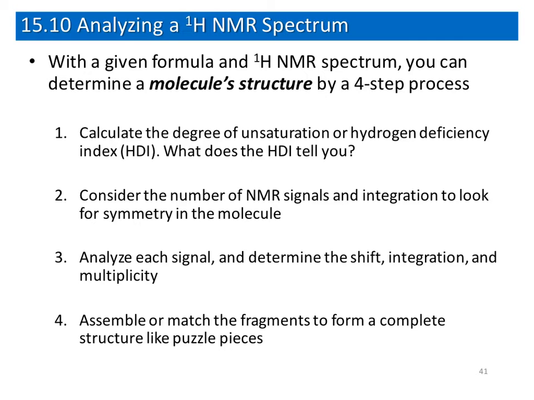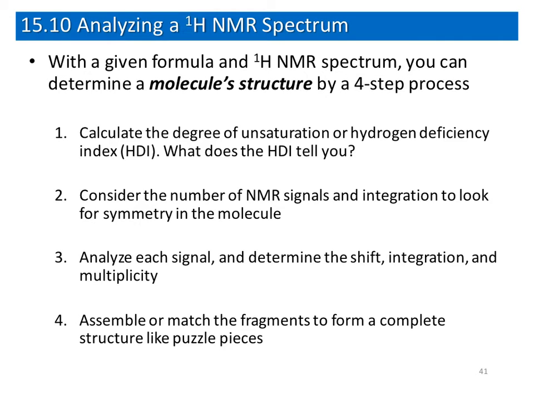The first step is to calculate degrees of unsaturation, or HDI. That gives us information about whether we have a double bond, a ring, a triple bond, or none of them, which is very important to know about the structure. Also, if you consider these types of problems as a puzzle, we need to analyze what pieces of the puzzle we have, and that can happen by looking at IR or NMR spectra.